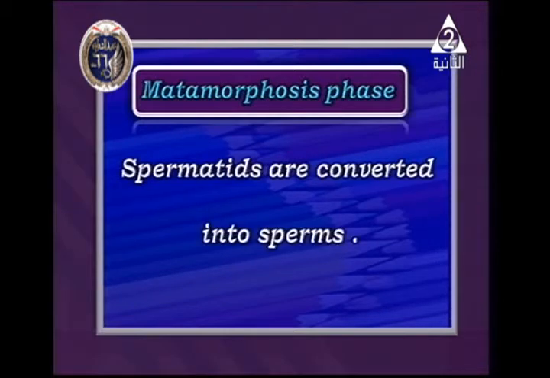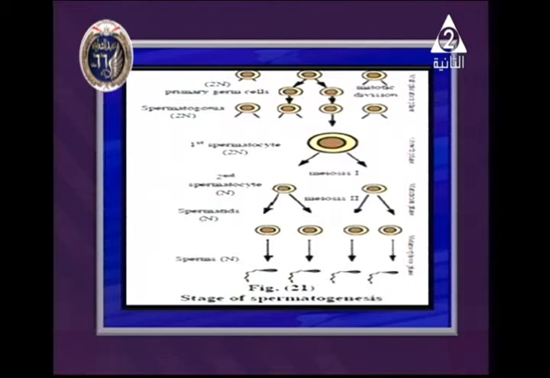And the last one is the metamorphosis phase, where the spermatids are converted into sperms. And we have a picture here to show us what happens in spermatogenesis. We have the primary germ cells, 2n, and after that they form spermatogonia, 2n, and the first mitotic division gives the primary spermatocyte, 2n. After that, it converts into secondary spermatocytes, each one carrying half of the genetic material. This is meiosis 1.